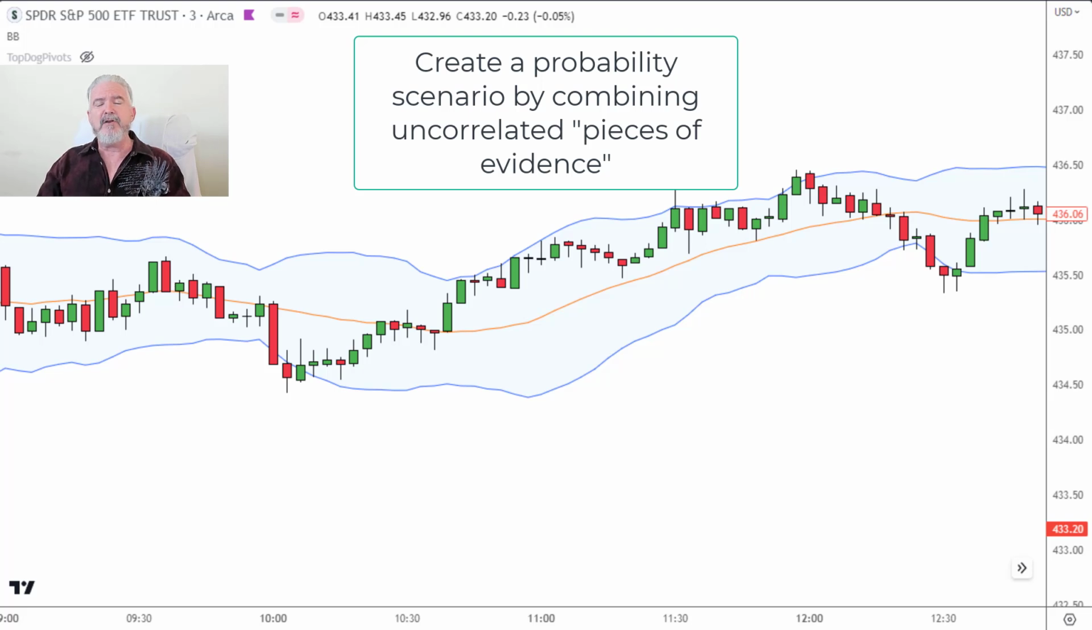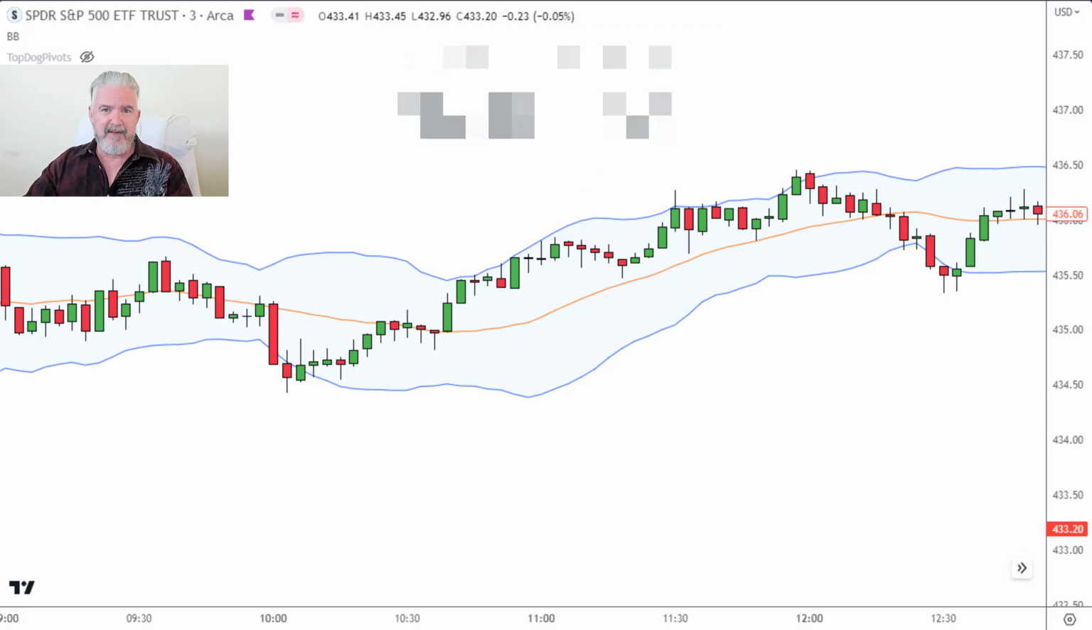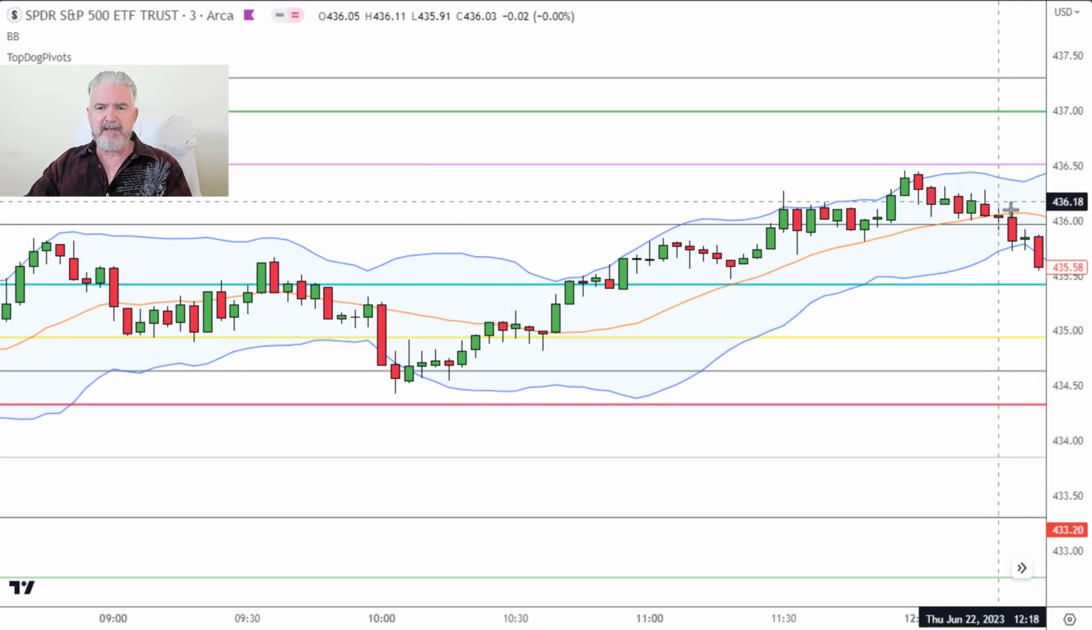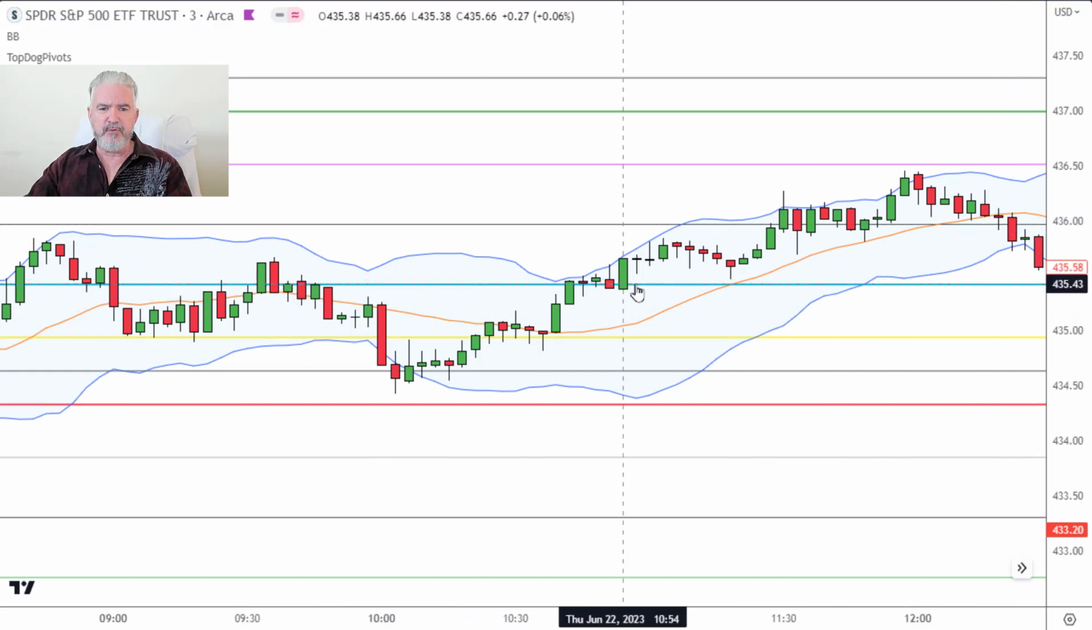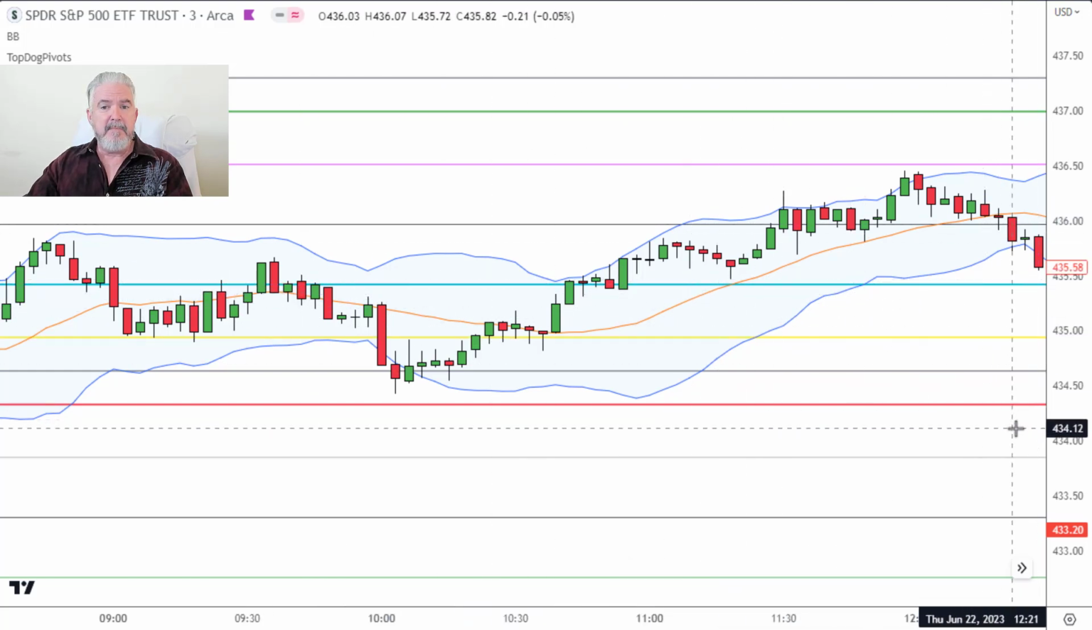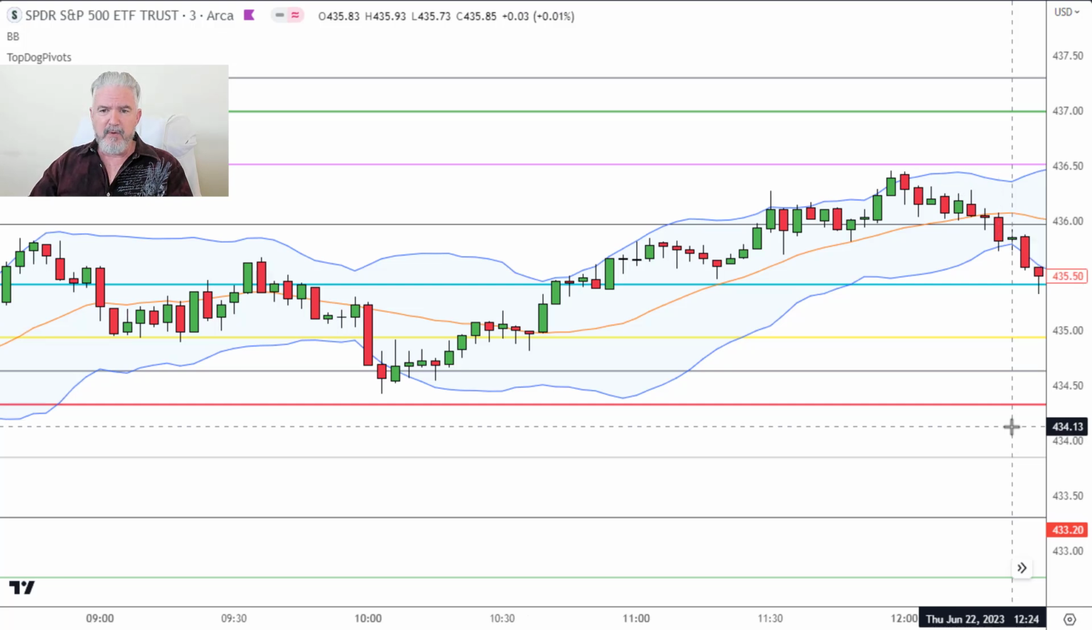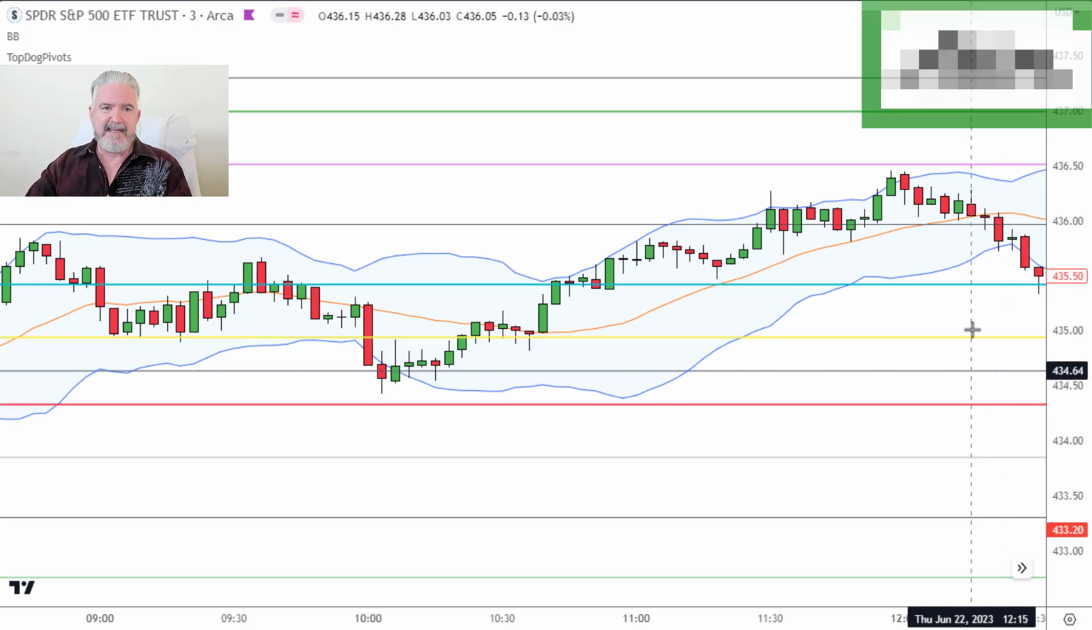So what's an uncorrelated piece of evidence here? That would be support. Let's bring up some support levels and see what we would have seen if we had added this piece of evidence. Originally we saw, oh wow, we're shorting right into the mid-pivot level. And again, that is a horrible thing to do. As we go forward one bar, boom, we run right into it.